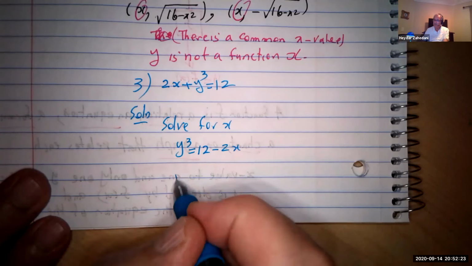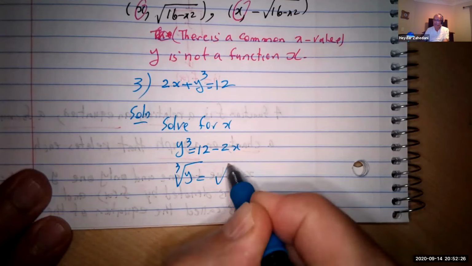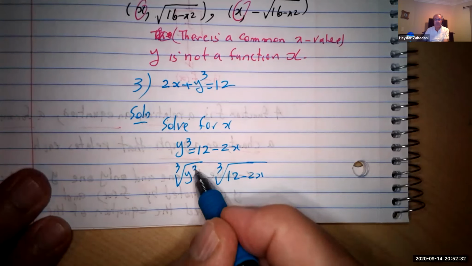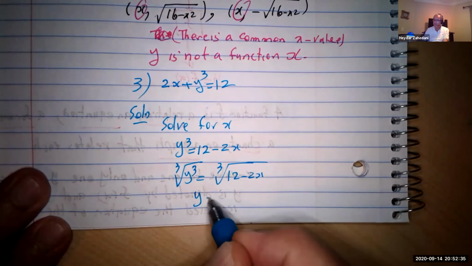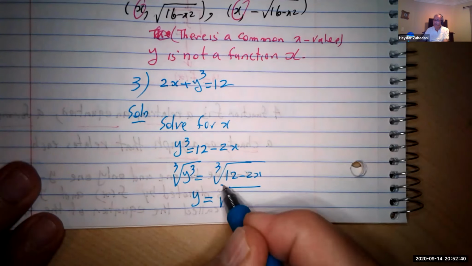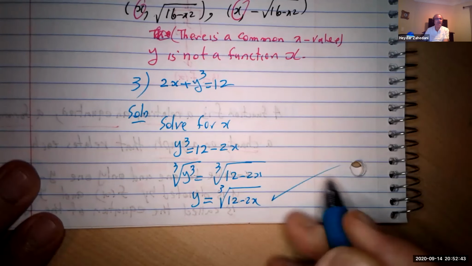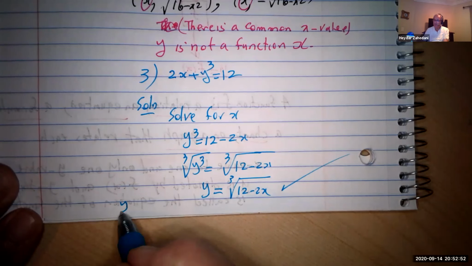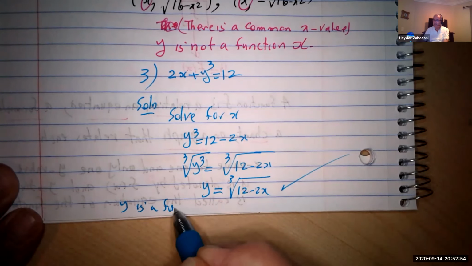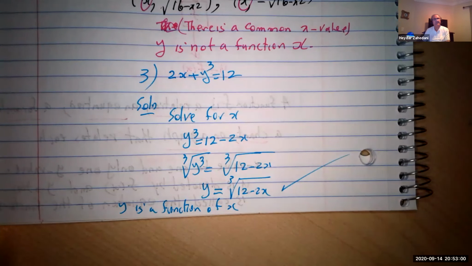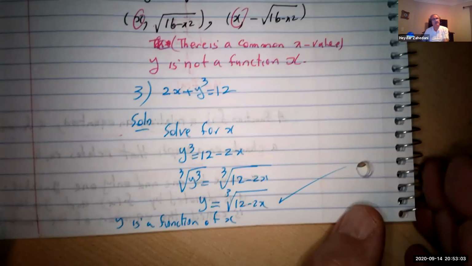Take the cube root. You see, cube root of y cubed equal to cube root of 12 minus 2x. The cube root of y cubed is y. It's not the absolute value of y. There is no positive negative, you see. It's a function, because I give you x, you give me y. So y is a function of x. Any question? So you have to worry about the power of the y.